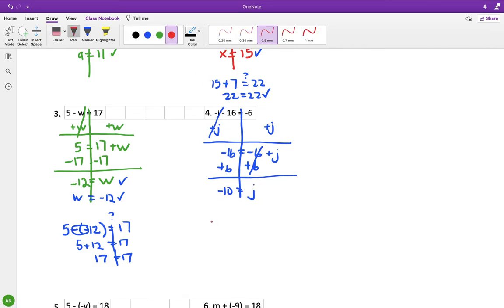So I have negative 10 minus 16 equals negative 6.